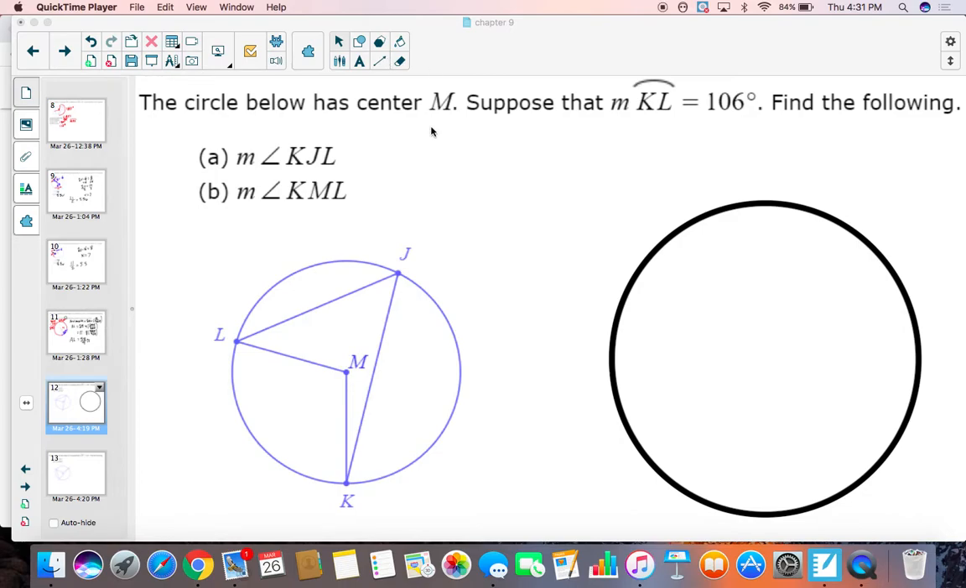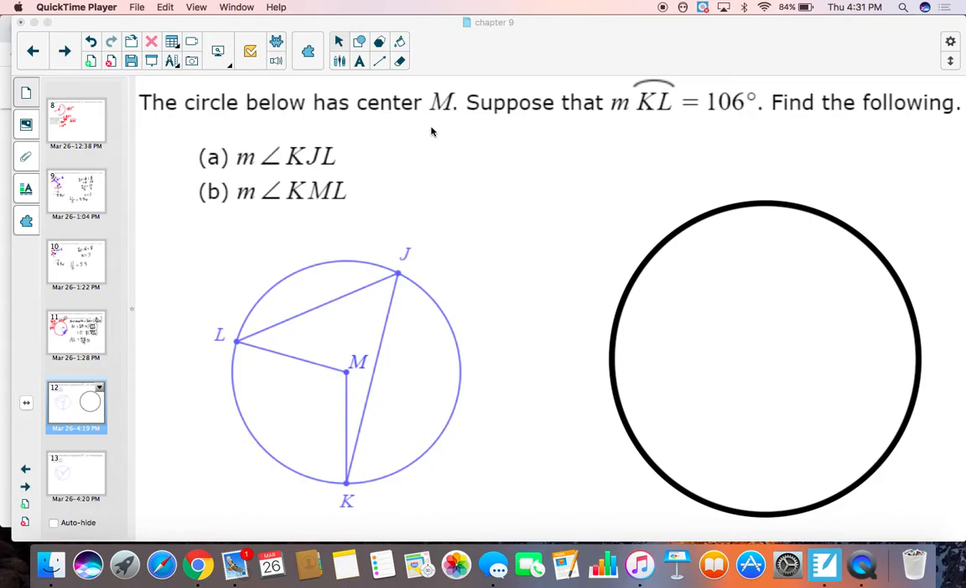In this video, I'm going to be talking to you guys about central angles and inscribed angles and the relationship between the two. All right, so in the circle below has a center at M.